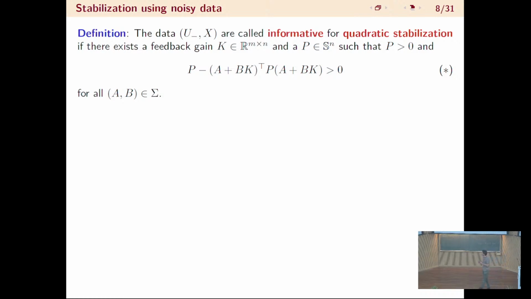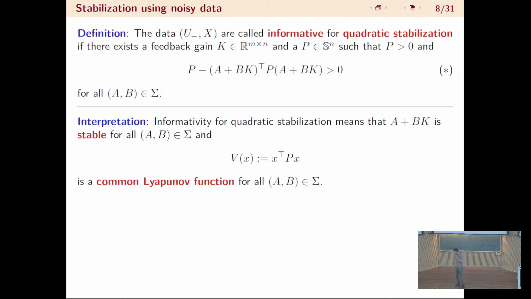So what does this mean? What is the interpretation of this definition? Well, if the data are informative for quadratic stabilization, that means that A plus BK is stable for all A, B in sigma. And the function that you see over here, x transpose P x, is a common quadratic Lyapunov function for all systems consistent with the data. So informativity for quadratic stabilization means we find a single controller that stabilizes all these systems consistent with the data with the same Lyapunov function. So this Lyapunov function is common for all systems consistent with the data.